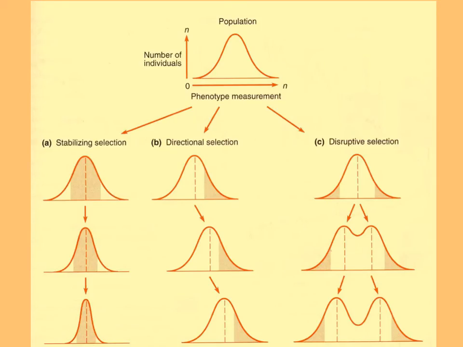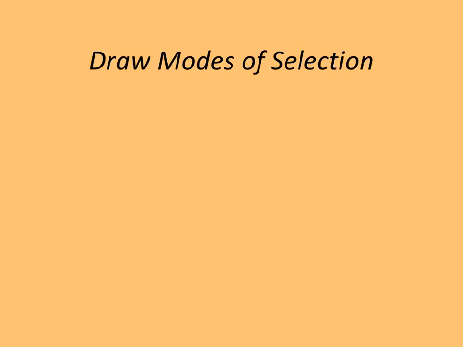So here's our population at large. These are the phenotypes. In other words, let's say fur length or something like that. You can have directional selection, where selection wipes out everything, let's say in this case to the left, and the bigger phenotypes end up surviving. So let me go through each of these progressively. I'll show you.